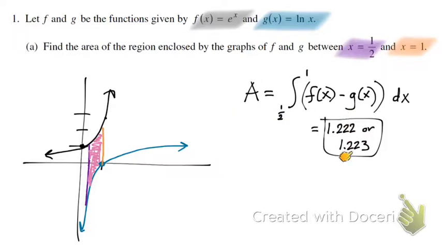If you had just written 1.222 or 1.223, then you would have gotten it marked wrong because that's considered a bald answer. But as long as you write what you typed into your calculator and then put what your calculator told you the answer was, you're good to go.